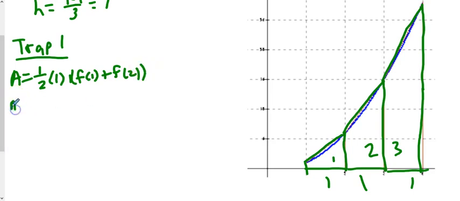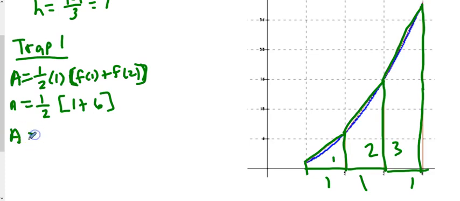All right, so now let's find that area. We've got area equals 1/2. 1/2 times 1 is just 1/2. I'm going to put these in brackets to make them stand out a little bit more here. f of 1 looks to be about 1 plus f of 2, which looks to be about 6. So we get the area equals 1/2 of 7, or 7/2. All right, let's check out trapezoid number 2.